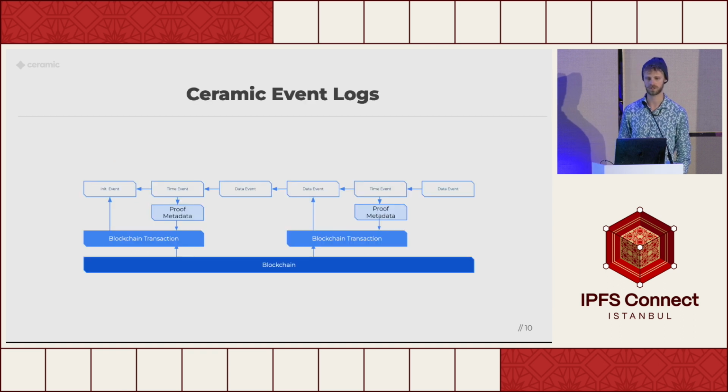So let's talk about the data structure of these event logs that we're using in Ceramic. This is kind of the high-level overview. You can see this linked list here is basically a hash-linked data structure that's stored in IPLD. There's an init event, that's basically the event that creates this event log. There's time events, which I'm going to talk about a little bit more later. The data events are basically just signed updates to this event log.